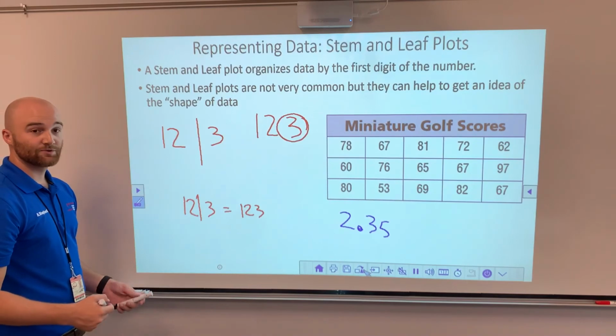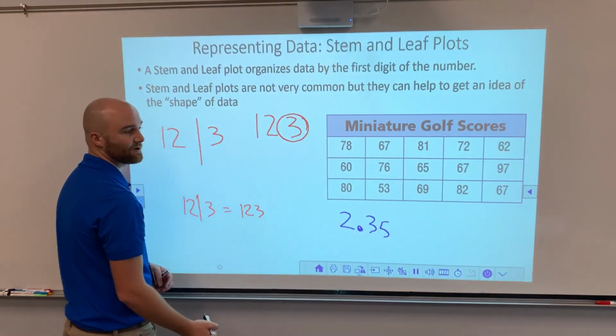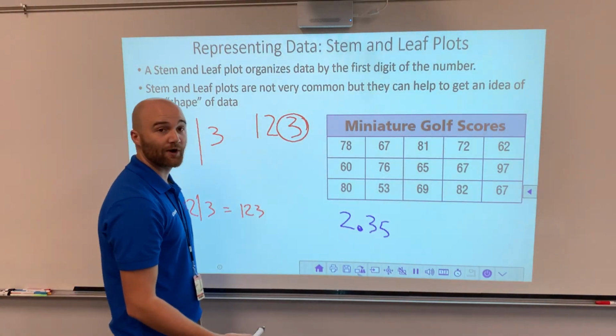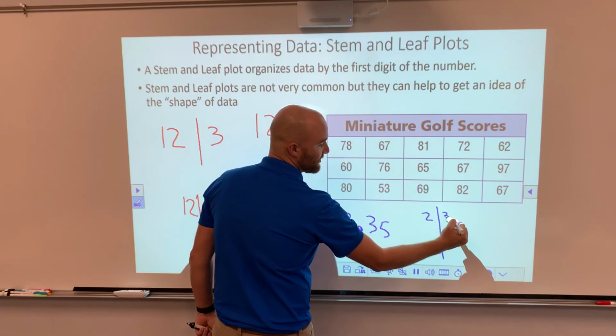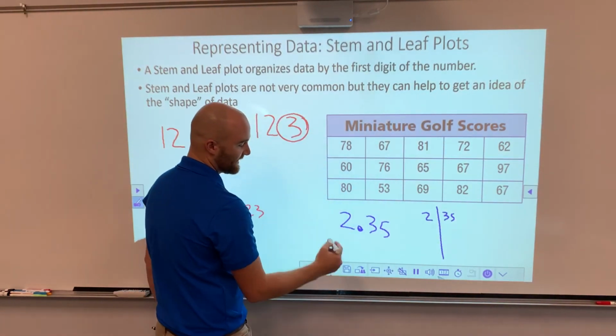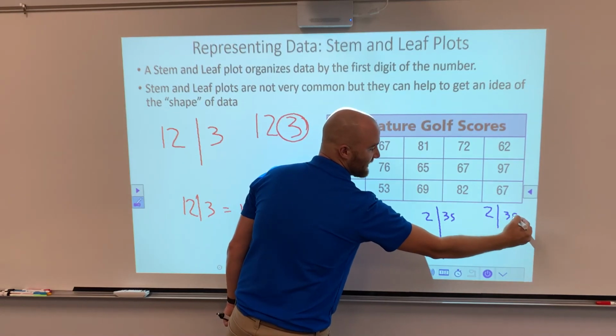For our decimals, you can break it at the decimal, or you can still break the last part. So, for example, if I wanted to break it at the decimal, I could say 2 and then 35, and I could say whenever I have 2 | 35, that means 2.35.